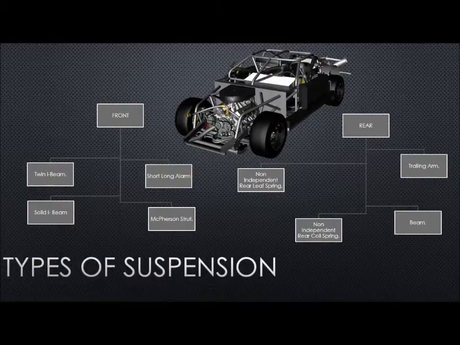Types of suspensions. We have two types of suspensions: the front or rear suspensions. In this presentation, we cover the front suspensions, which are short long arm, McPherson strut, twin I-beam and solid I-beam.